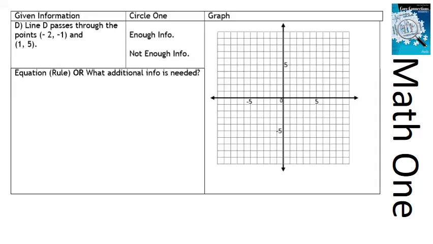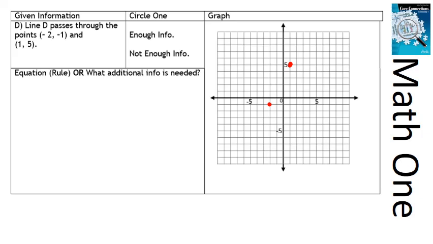And then the final one is D. It says that we've got a line that passes through the point -2, -1. So let's go ahead and put a dot there at -2 and -1. And it goes also through the point where x is 1 and y is 5. So I've got 2 points there. And with those 2 points, I can take a look at the slope ratio.